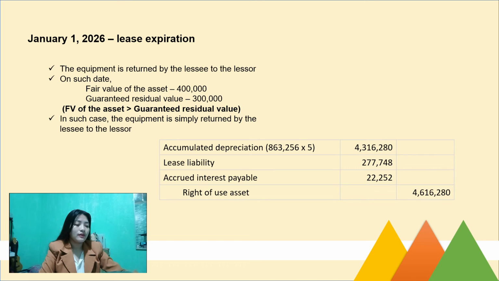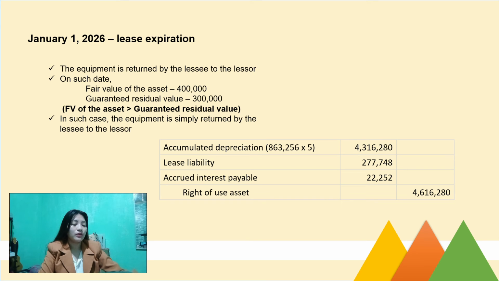Or entry natin for that. We debit accumulated depreciation. So, ang annual depreciation natin ay 863,256. Multiply natin sa lease term na 5 years. So, that will give us 4,316,280. Then, debit the lease liability, 277,748. Accrued interest payable, 22,252.